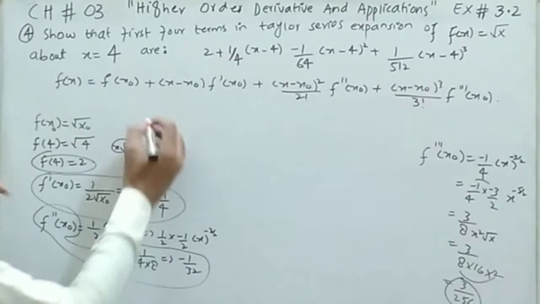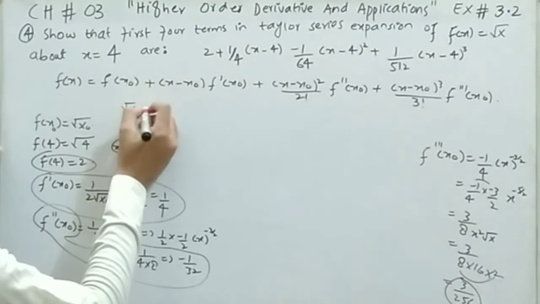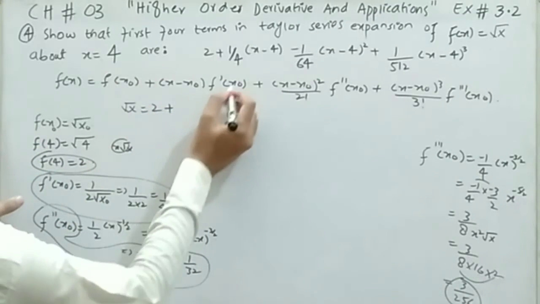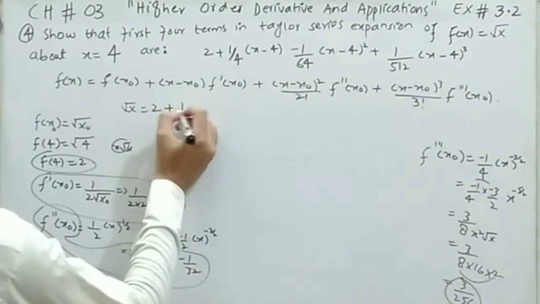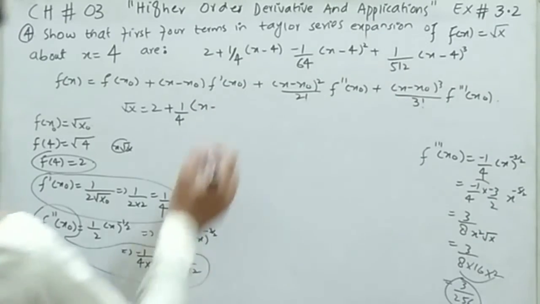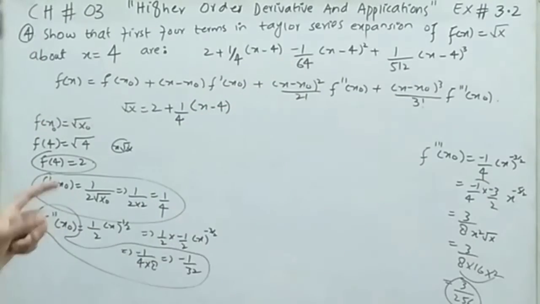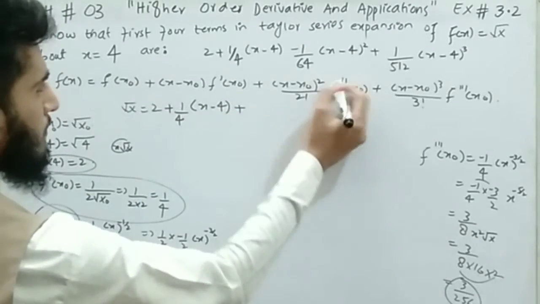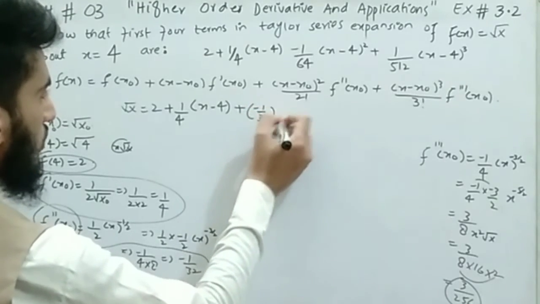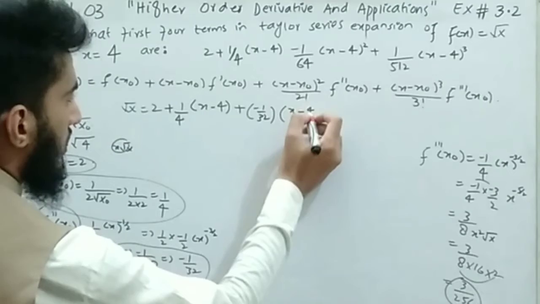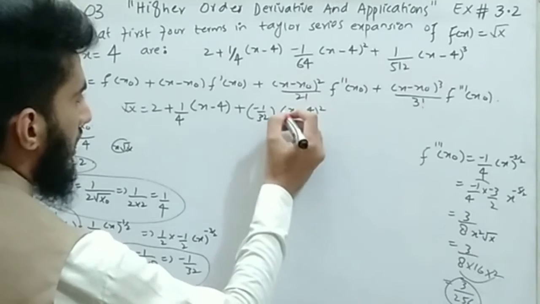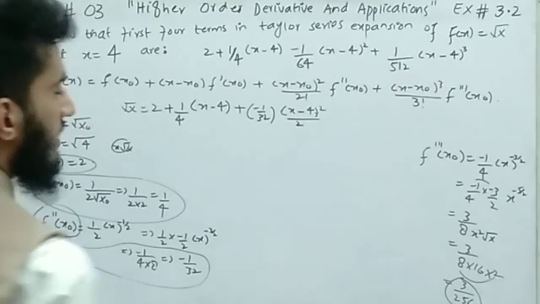Now putting the values, our f of x is actually root x, which is equal to f of x naught. F of x naught gives us a value 2. So it becomes 2 plus f prime of x naught, which is 1 over 4 into x minus x naught. X naught is actually equal to 4. And after this, we have plus f double prime of x naught. F double prime of x naught is minus 1 over 32. So minus 1 over 32 into x minus x naught, where x naught is 4, whole square, divided by 2 factorial. So 2 factorial is actually equal to 2.